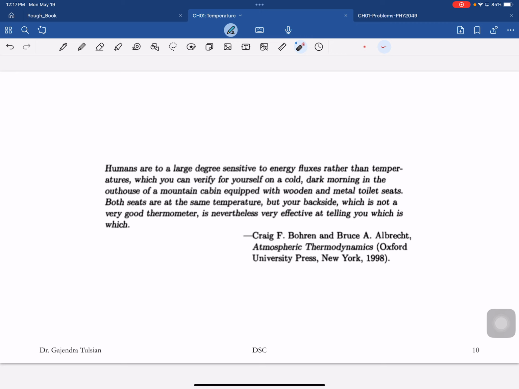All right, so humans are to a large degree sensitive to energy fluxes rather than temperatures. Okay, so which you can verify yourself on a cold, dark morning in the outhouse of a mountain cabin, equipped with wooden and metal toilet seats. Both seats are at the same temperature. But your backside, which is not a very good thermometer, is very effective in telling you which is which.